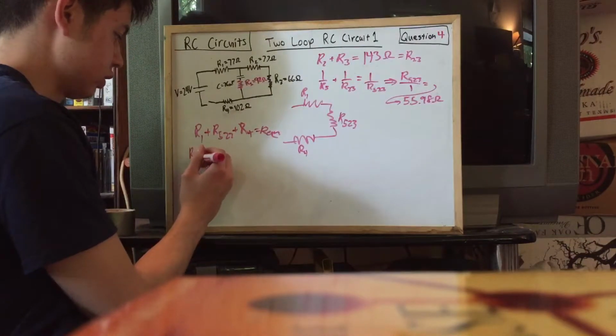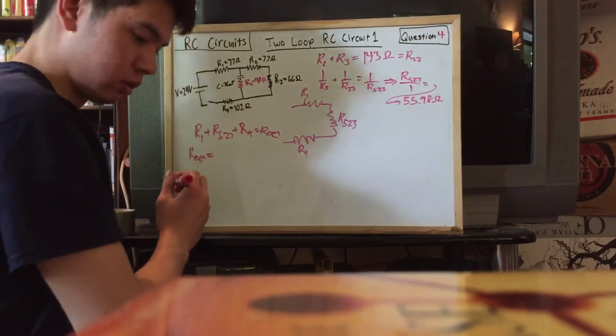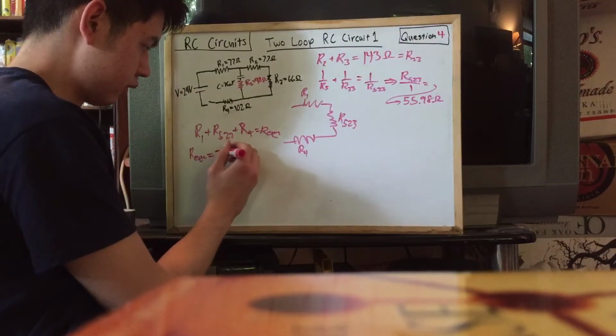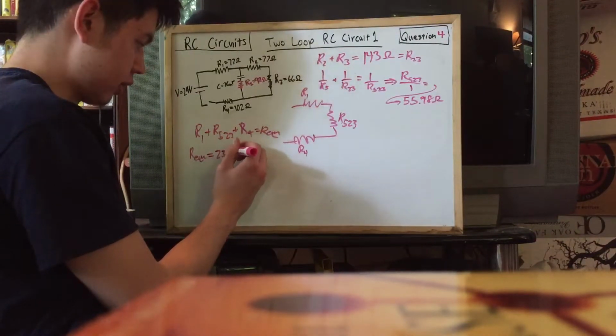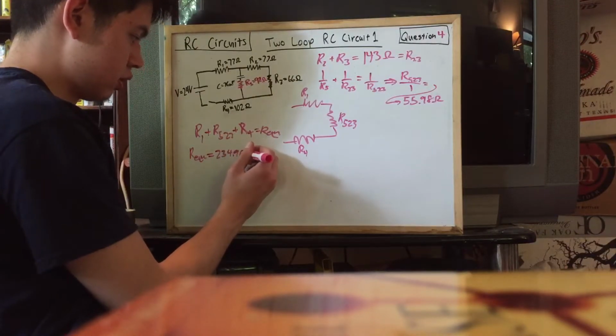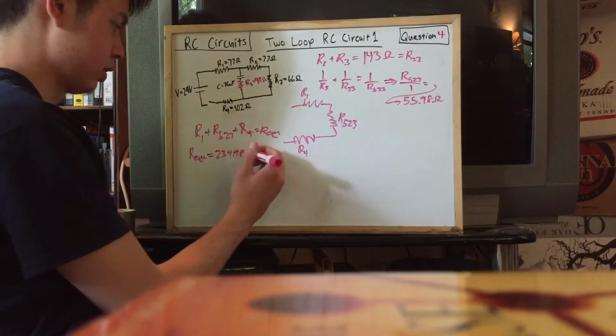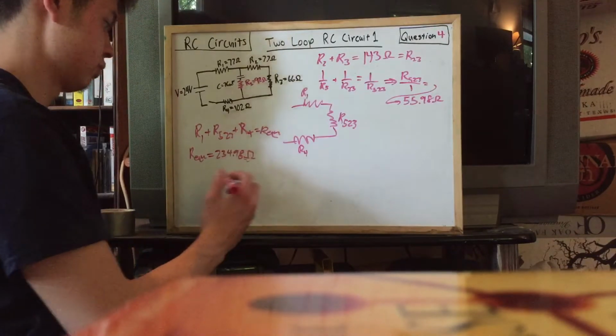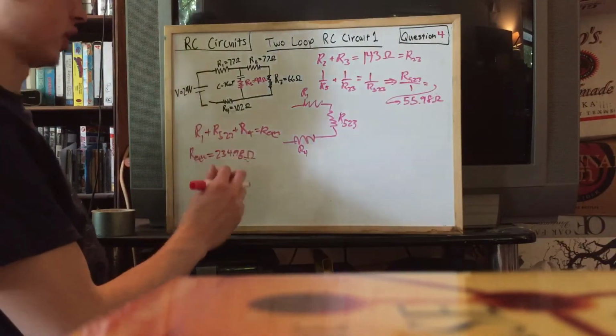That should equal our R equivalents. R equivalents should equal 234.98 ohms. That should be our equivalent resistance throughout the entire thing.